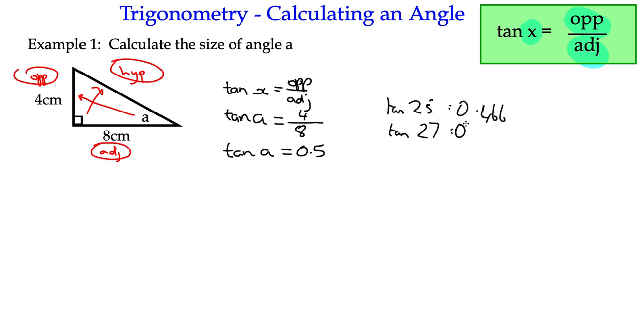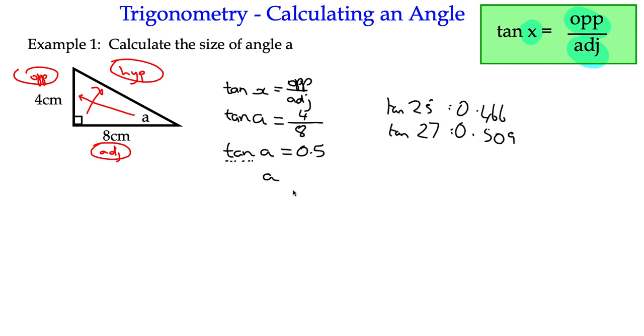So my answer is going to be quite close, probably somewhere in between the likes of tan 26, which is just below. So it's going to be around between 26 and 27 degrees. Okay, so you could do it a bit like that, trial and error, but your calculator has a much better way of doing it. What we're trying to do is to undo the tan.